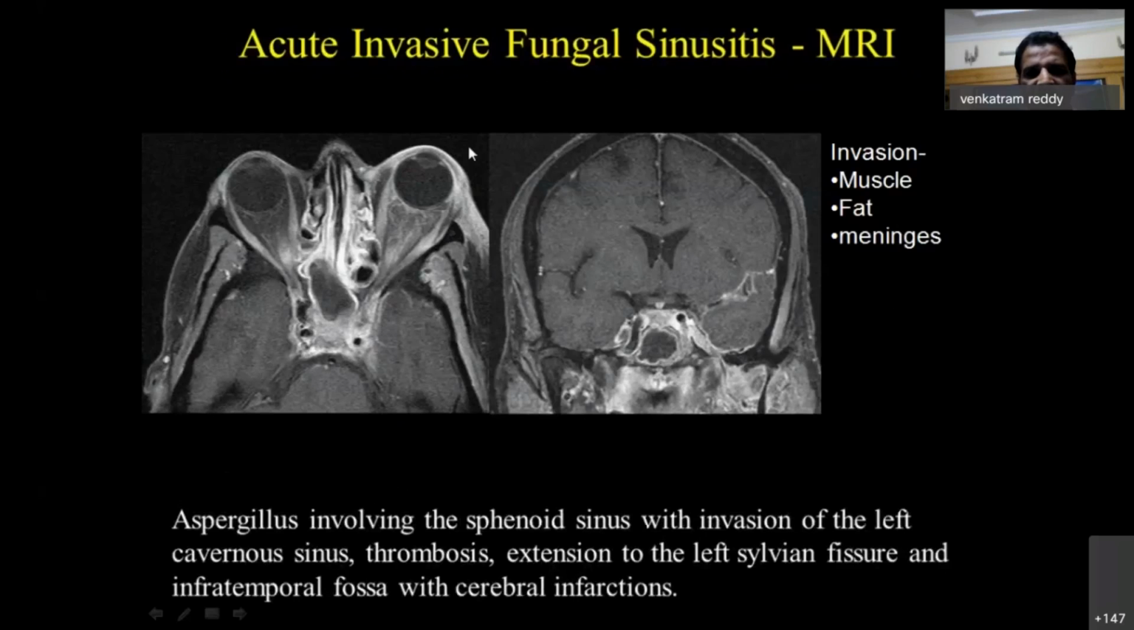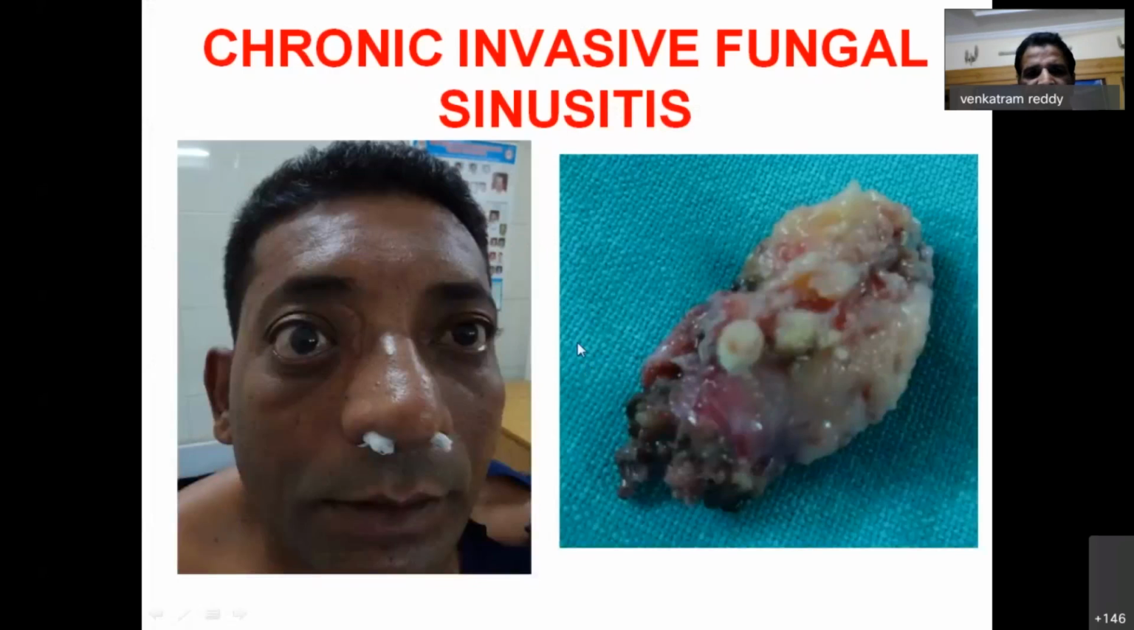Now, how does the MR of invasive sinusitis look? The MR shows involvement of the sphenoid sinus, with thrombosis. You can see this MR picture gives a very indolent nature. There is sphenoid sinus involvement, more of signal void areas, and multiple infections are there. So it's a chronic invasive fungal sinusitis.